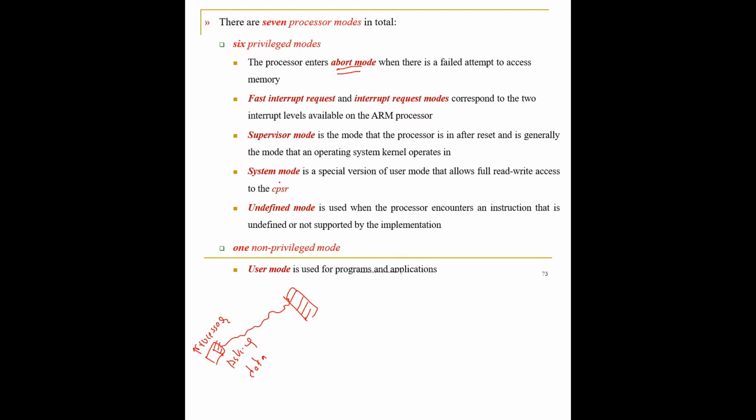System mode is a special version of the user mode that allows full read-write access to the CPSR. System mode is one mode which is a mode among the user mode.